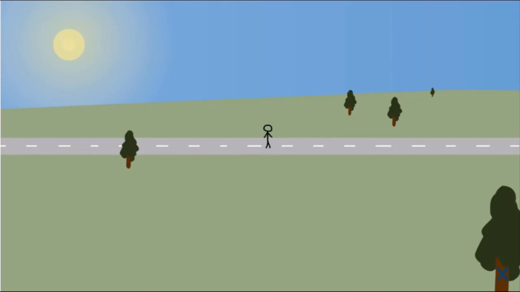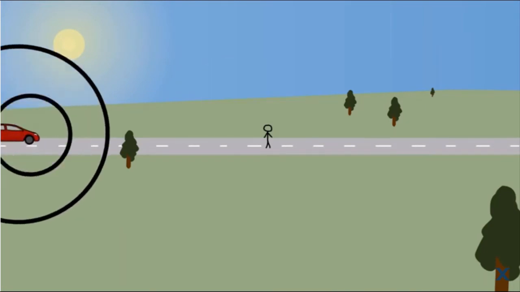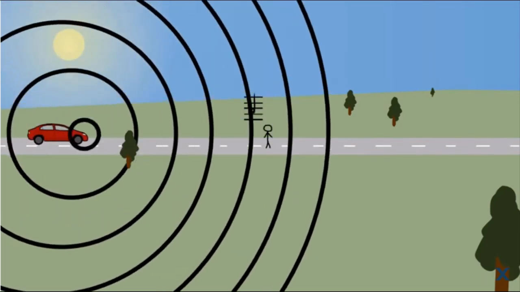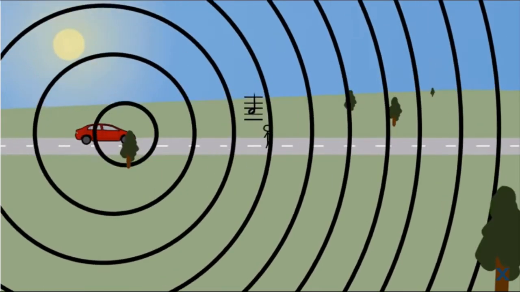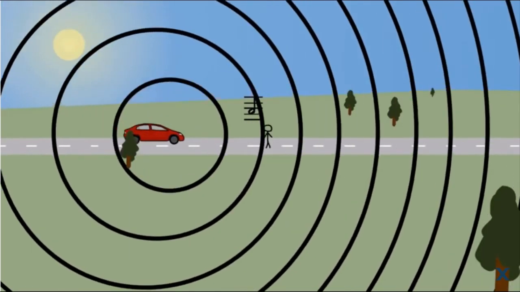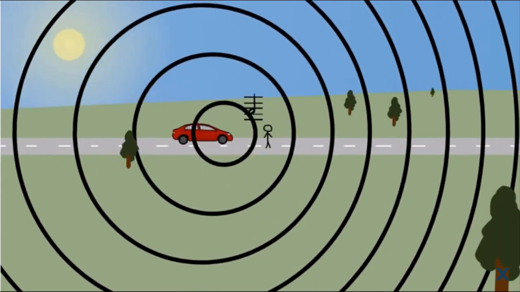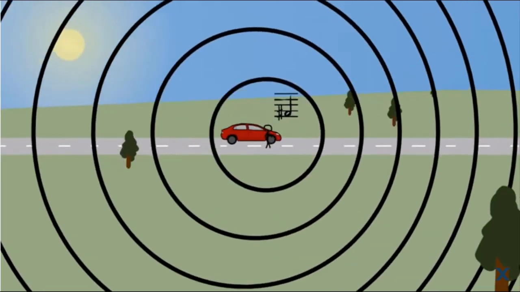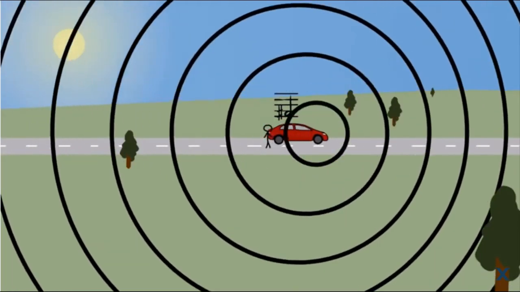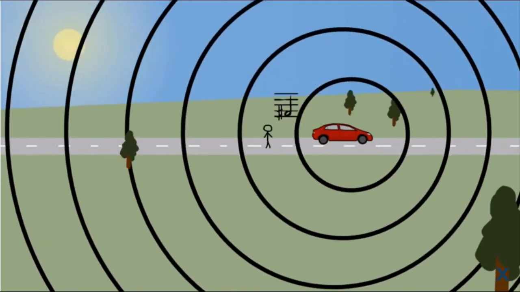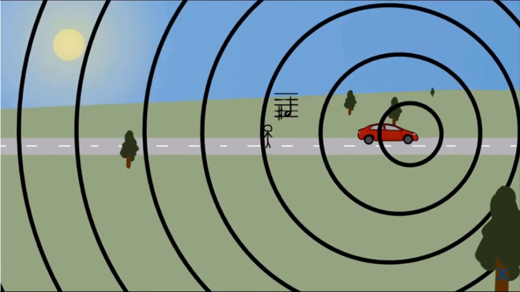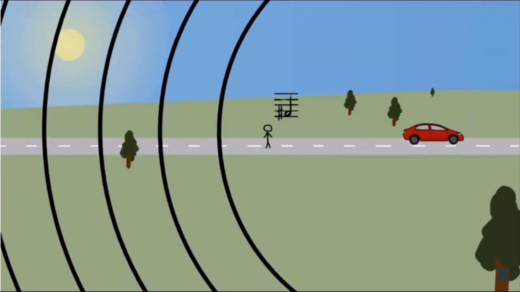So what's going on? As the vehicle's coming towards you, the sound waves that it's emitting bunch up and so are delivered to you at a higher frequency, which you interpret as a higher pitch because the frequency of sound waves is pitch. And then when the vehicle passes you and is moving away from you, the sound waves spread out and so you hear them at a lower frequency, a lower pitch.